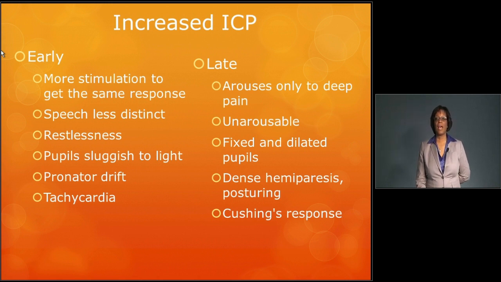Increased ICP. We have some symptoms that are very clearly associated with an increase in intracranial pressure. And again, typically you're going to see this increase with conditions where there is a head injury, or the person has something like a shunt, so they have a pre-existing problem, and something goes wrong with that shunt, that it's not doing what it's supposed to do. We have early versus late signs. With your early signs, their speech is a little bit less distinct. They may be just restless or anxious. They may have some balance issues such as a pronator drift, and their pupils react, but it's a sluggish reaction.